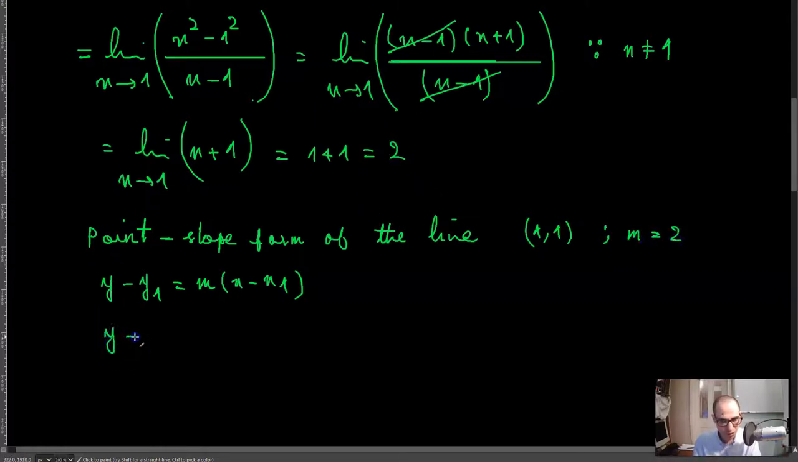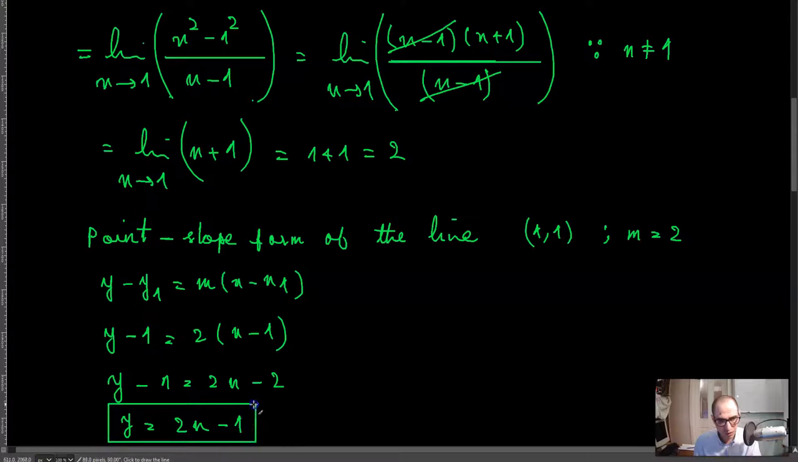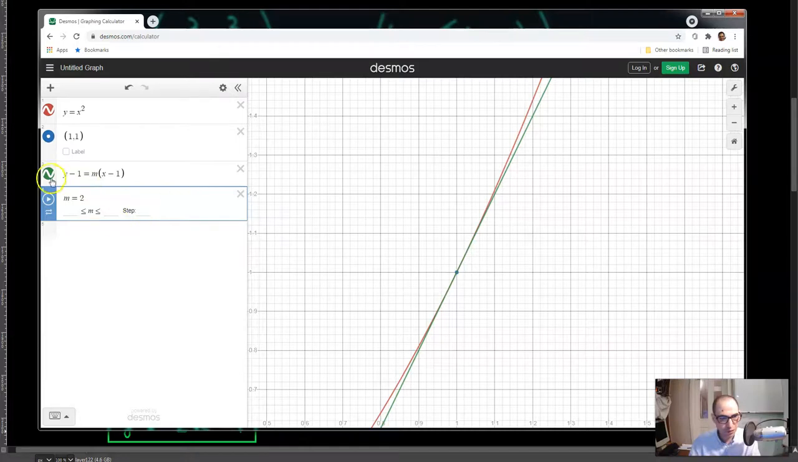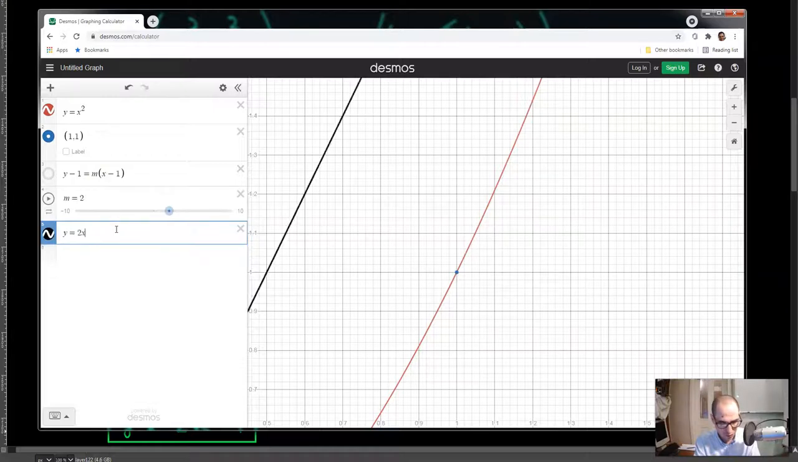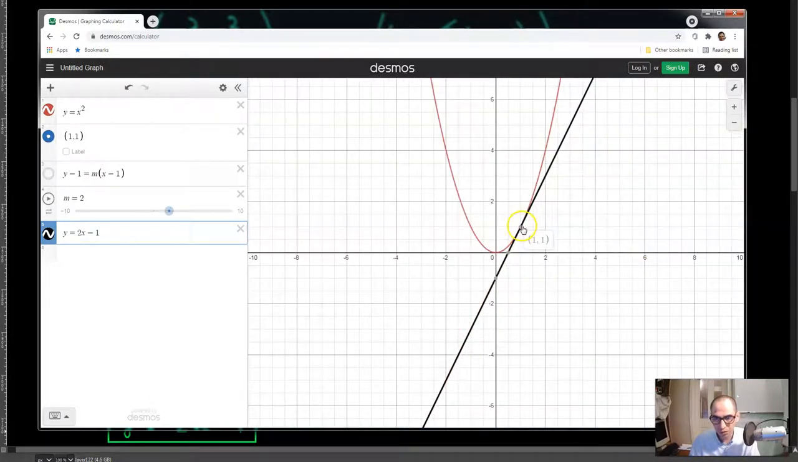So I can write y minus 1 is equal to 2 times (x minus 1), which means that y minus 1 is equal to 2x minus 2, which means that y is equal to 2x plus negative 2 plus 1, which is negative 1. So y is equal to 2x minus 1, which is basically this graph over here. This y equals 2x minus 1 is exactly this line over here, tangent to the graph of the function at this point (1, 1), right?